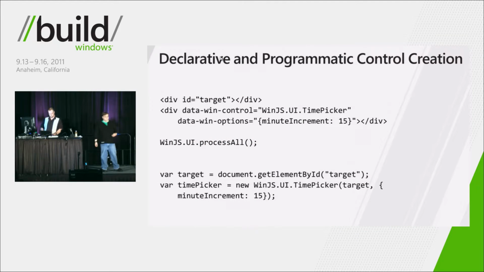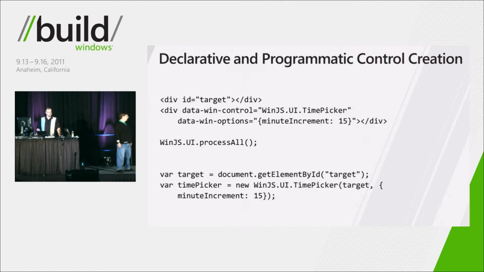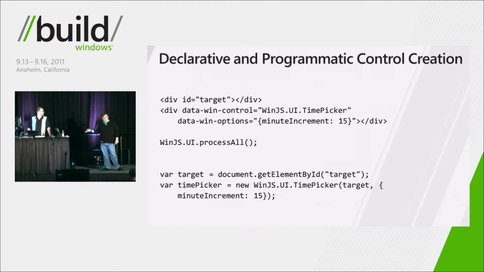Okay. So the declarative control model, you put in a DOM element in your HTML. You add the data-win-control attribute, the data-win-options attribute, which is appropriately enough optional for whatever standard settings you want. You have to call WinJS.UI.processAll before you actually use the control. And then from that point, when you want to get access to it, you use the winControl property on the element.